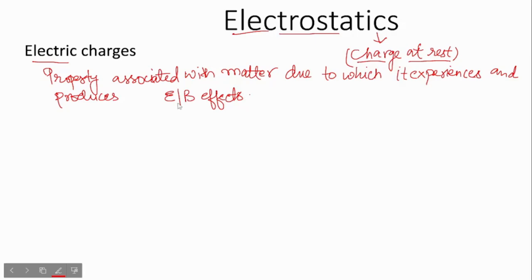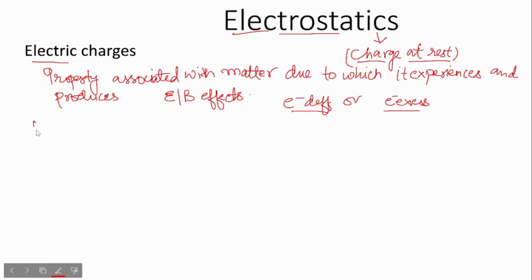And when a body gets charged, it is due to the deficiency of electrons or the excess of electrons. This is the reason why any body gets charged. When there is a deficiency of electrons, the body gets positively charged, and when there is an excess of electrons, the body gets negatively charged.